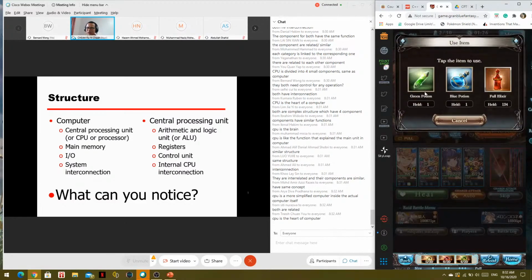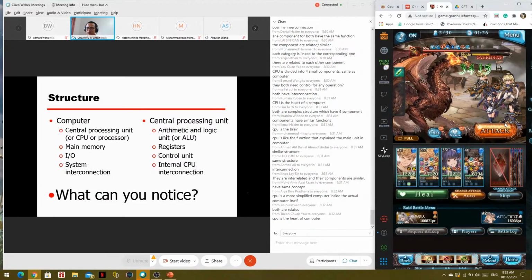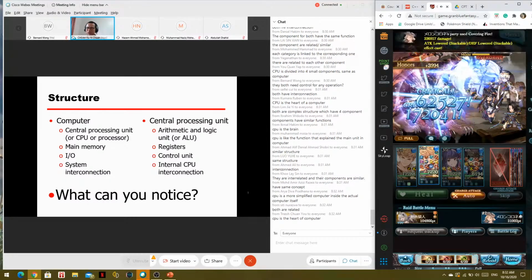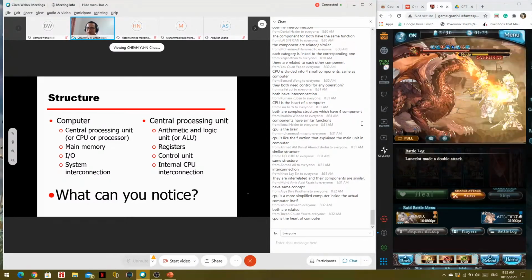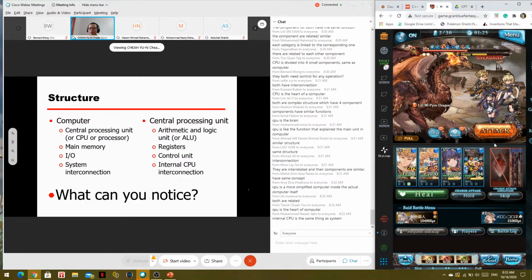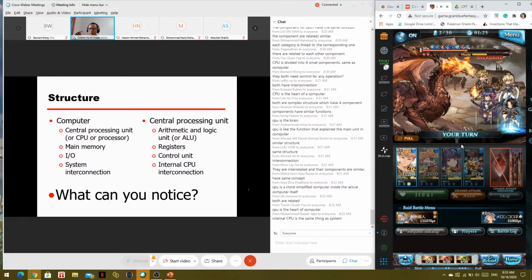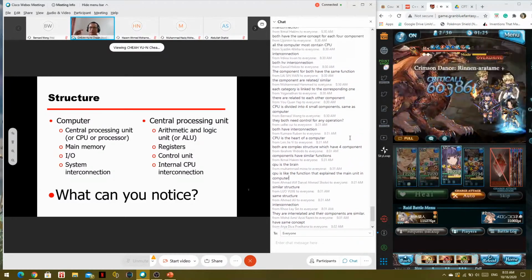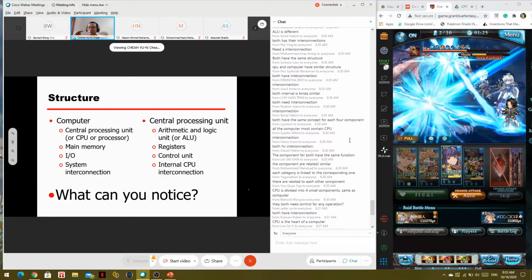CPU is like the function that explains the main unit of the computer, similar structure, interconnection. CPU is the heart of the computer. Okay, very good. All your responses are very good. But I'm attracted to some of your comments that state that they are similar in nature.